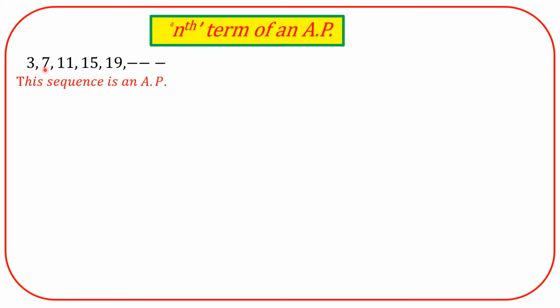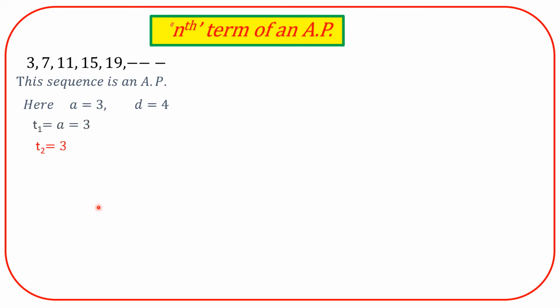3 plus 4 is 7, 7 plus 4 is 11, 11 plus 4 is 15, 15 plus 4 is 19, and so on. This means the common difference D is constant. Here A is equal to 3 and D is equal to 4. T1 is equal to A, which is 3.